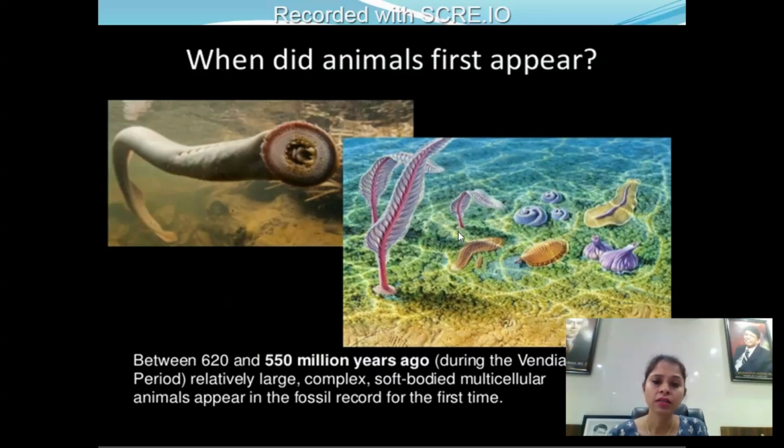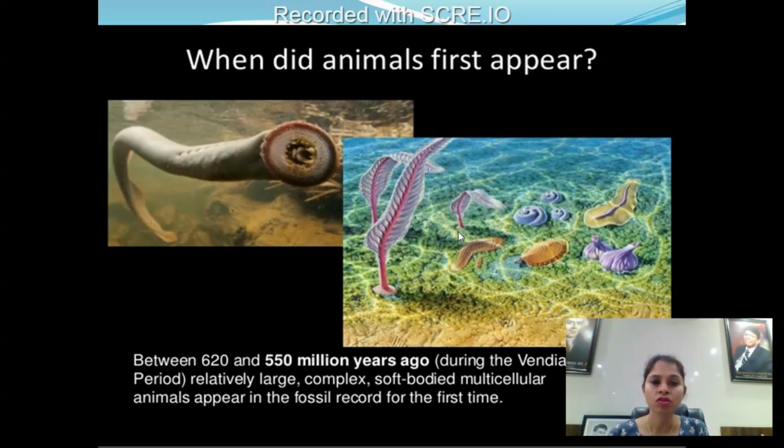So how did this appear? Now again, going back to the ages, this was the Ediacaran period, where relatively large soft-bodied multicellular animals appeared, because the exoskeleton had not yet developed, so everything was soft, jelly-like, without any protective shell. So please understand what existed in this era.